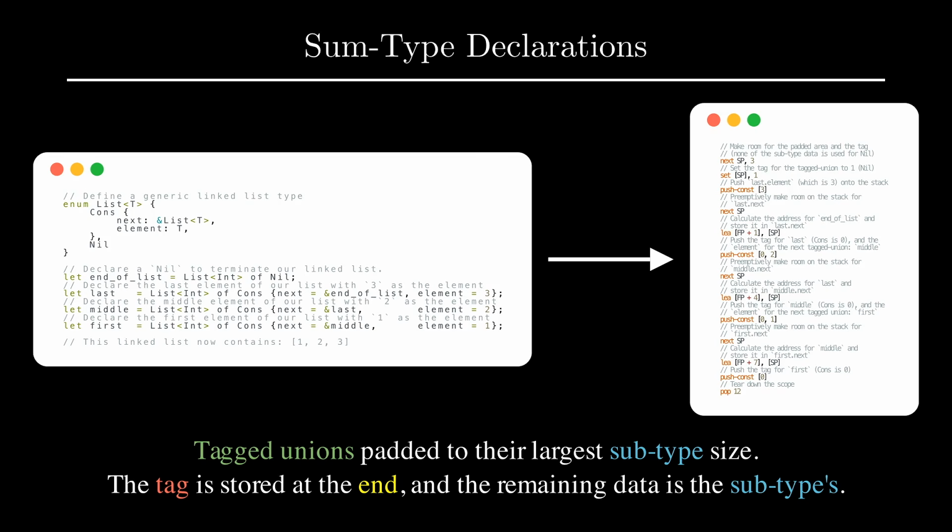Then, we repeatedly allocate 3 more list values on the stack, each of size 3 and a tag of 0 for cons. Each time we allocate another list node, we calculate the address of the previous node and store it in the next field of the new node. Finally, the compiler tears down the stack and exits the program.